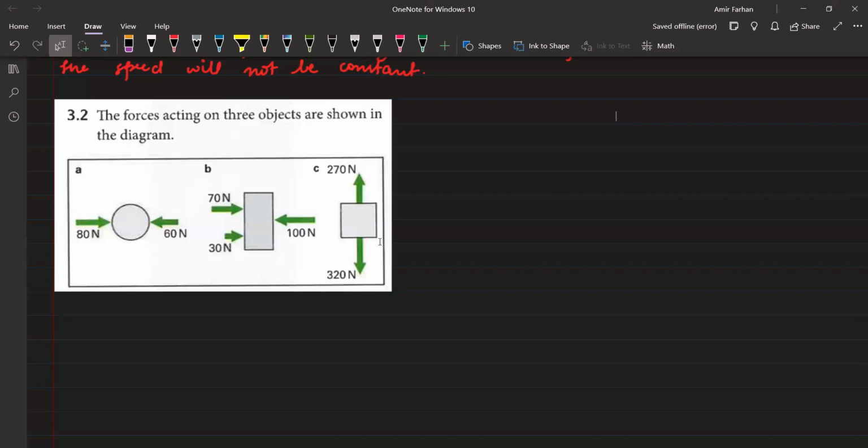So for A, 60 Newton. Are you sure? Oh, sorry, no. 20 Newton. How? Yes, Ayaan, please tell me how. I'm saying how 20 Newton. Could you please explain?